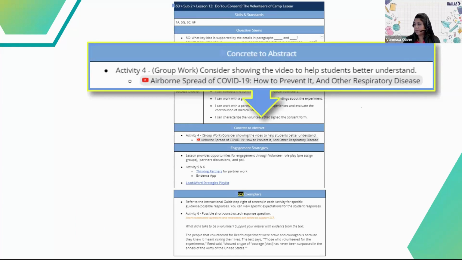And notice that on this Clarity document, a video has been provided to help students make connections between the yellow fever that is talked about in Unit 6B and something similar that they've experienced in their own lives, which is COVID-19. So it's just a quick video to bridge that knowledge between yellow fever and what they know COVID-19 is.